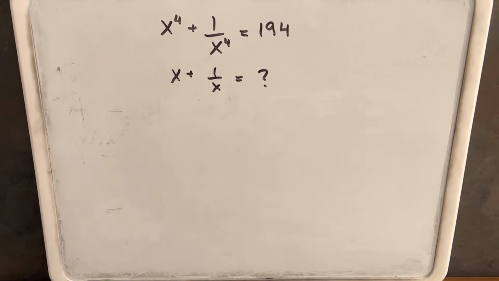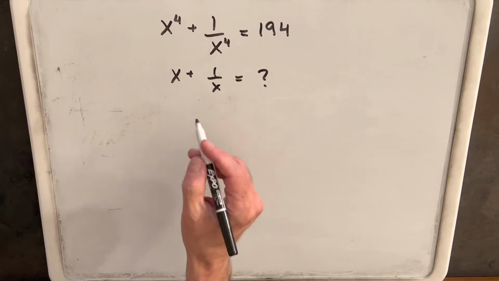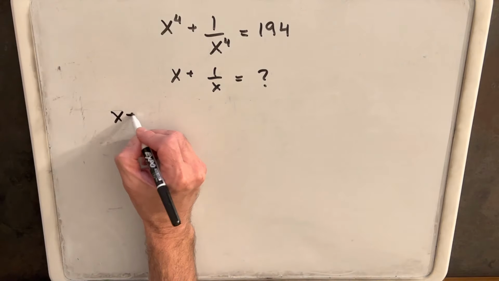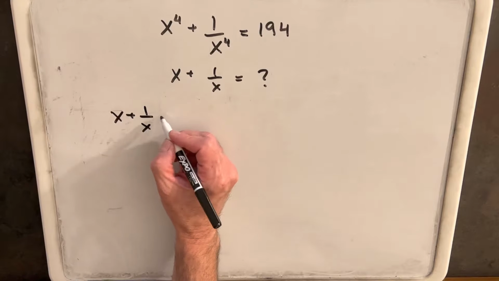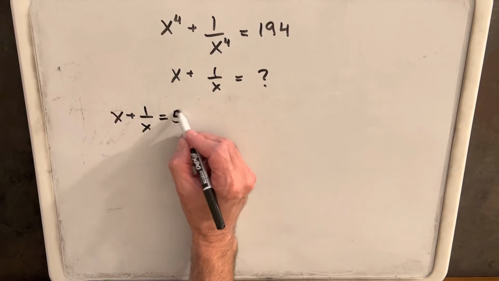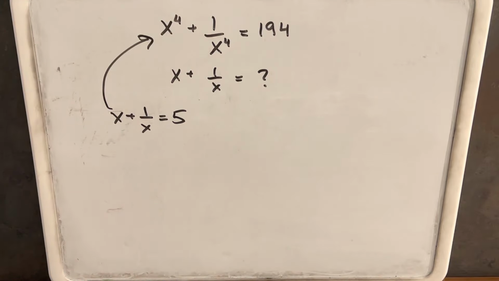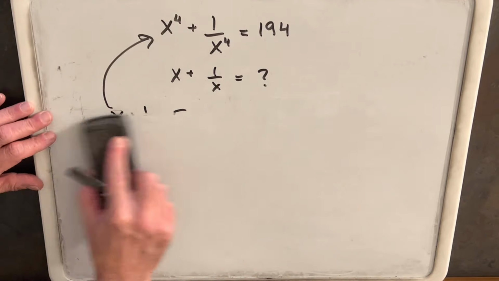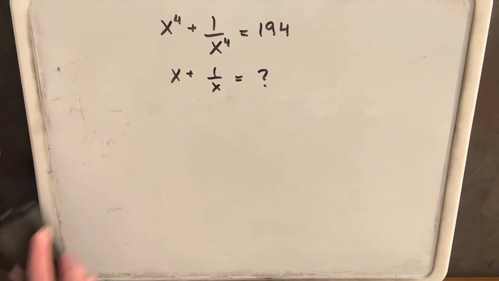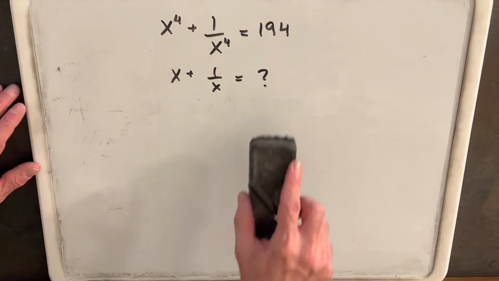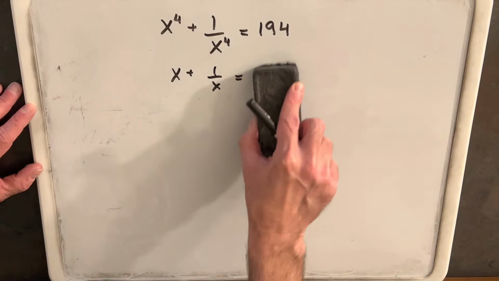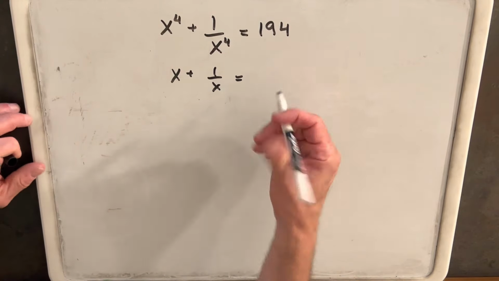And the first thing I want to notice here is this is kind of the opposite of the situation we usually get. In a problem like this, typically we're given x plus 1 over x equals whatever, and then we're asked to solve for the higher power. And so we're kind of doing this problem in reverse. So to make it familiar with that other kind of problem that I'm used to solving, I'm going to set this equal to a.